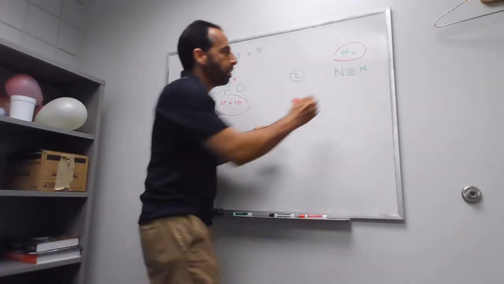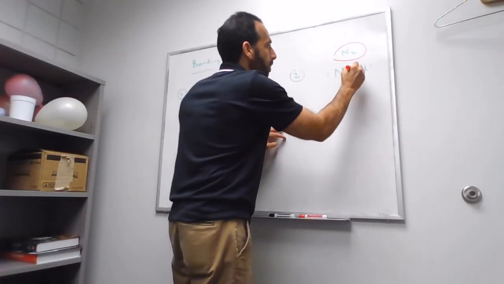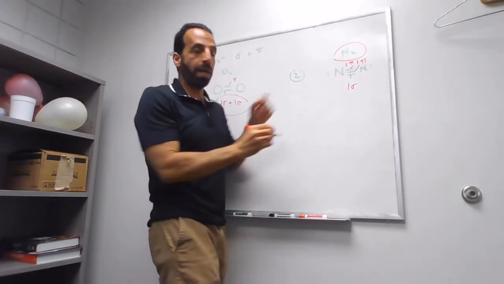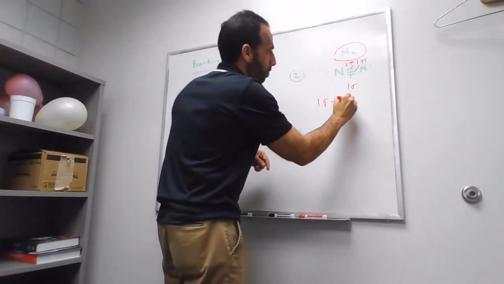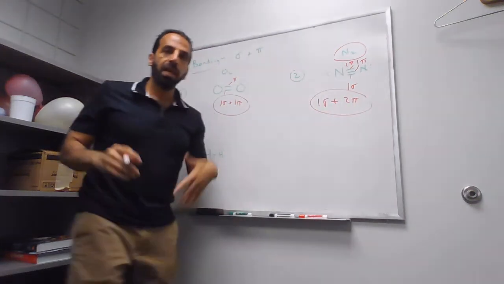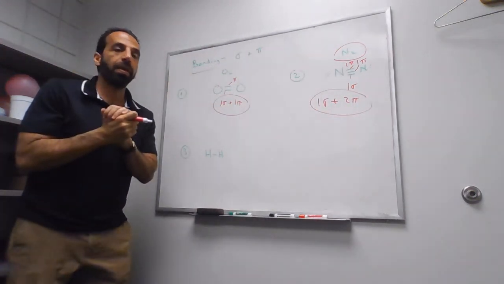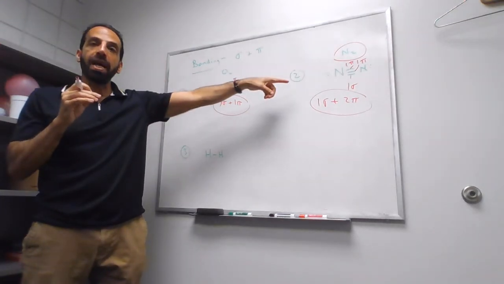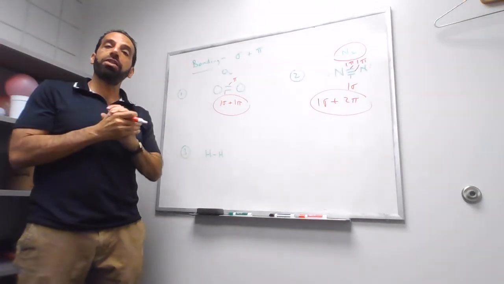And that triple bond, this is a sigma, that's a pi, and that's a pi. So basically, 1 sigma plus 2 pi bonds. Again, that's going to be stronger than the double bond on oxygen. So triple bonds are harder to break. So nitrogen gas is less reactive than oxygen gas.